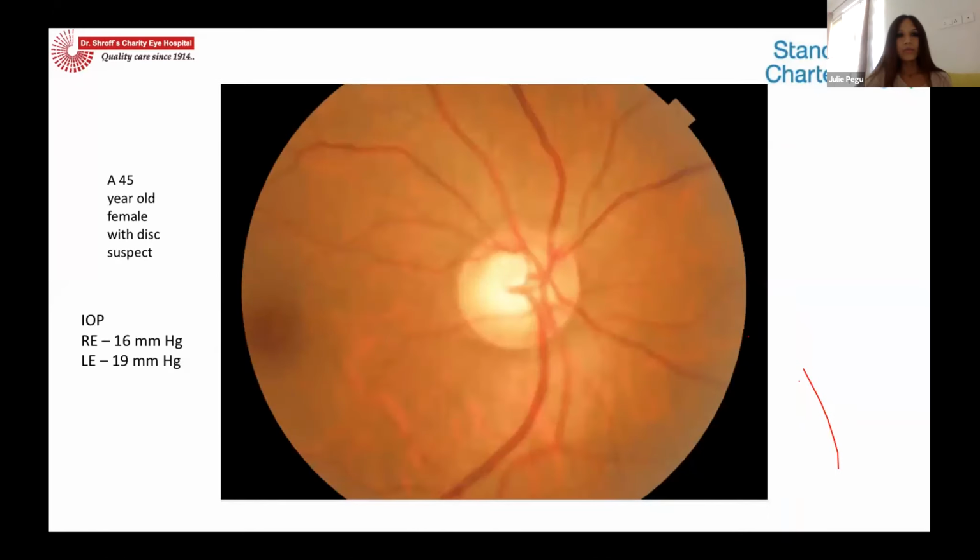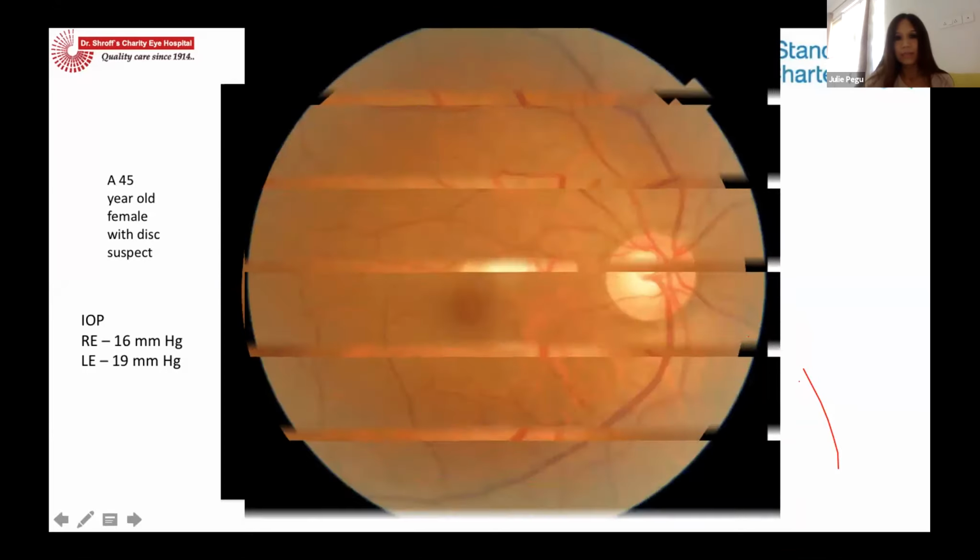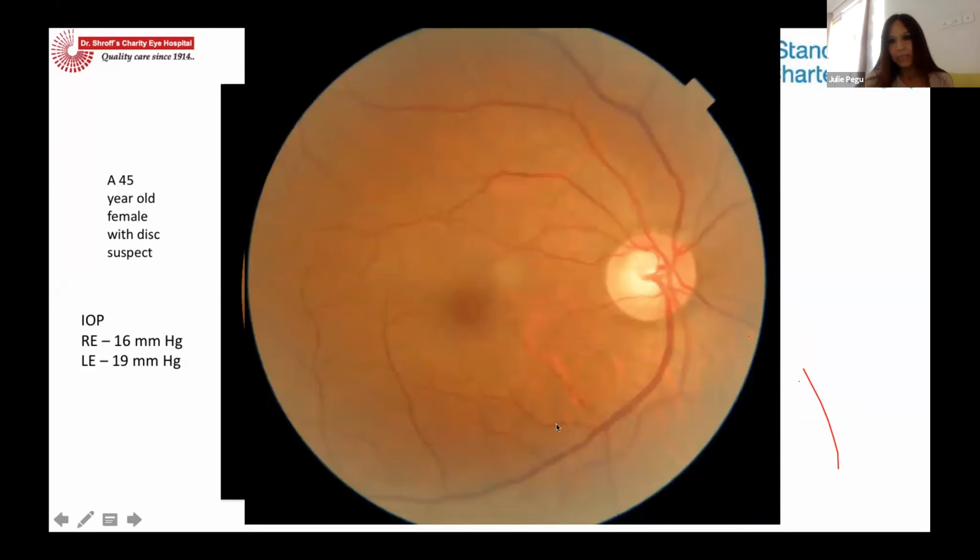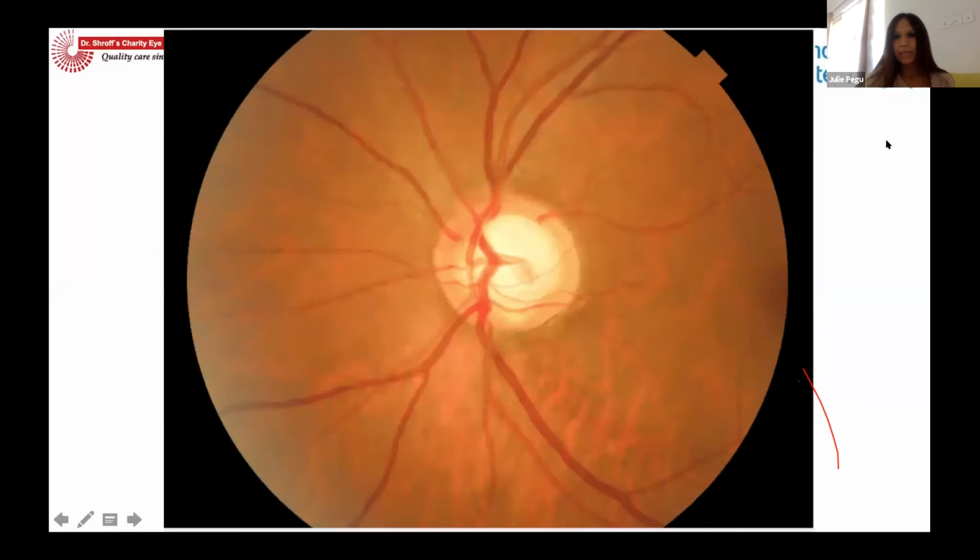So this is a 45-year-old female and she was labeled as a disc suspect elsewhere, and the pressures were again 16 and 19, not much. I mean, it is mid to high teens. And when you dilate this patient, you see that in the right eye the RNFL is pretty okay, intact, but in the left eye, you can see that there is thinning of the neuroretinal rim here, and corresponding to which you can see this nice defect that is formed.